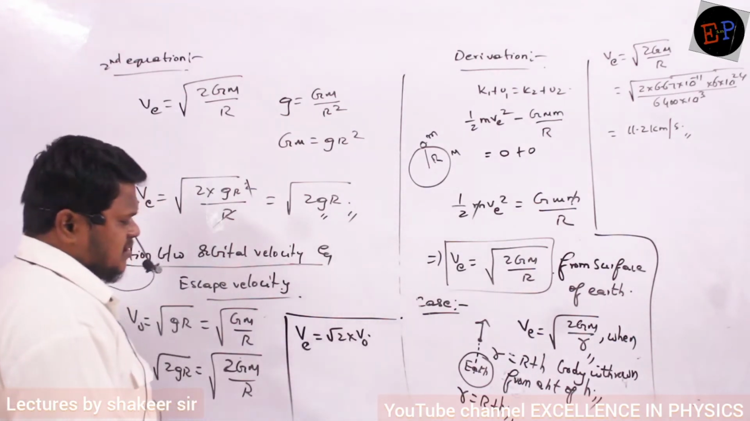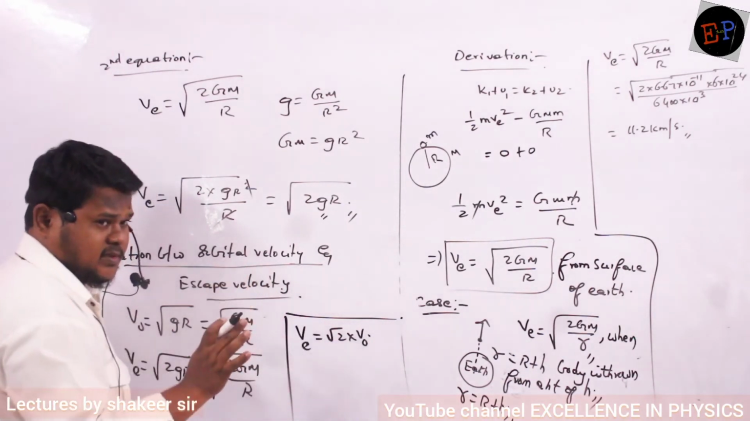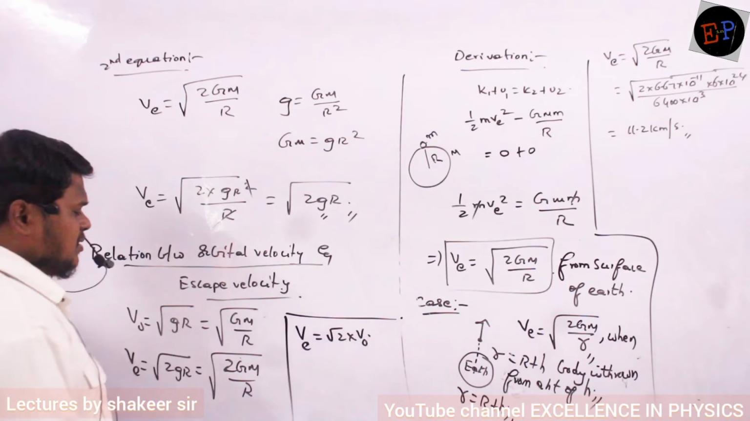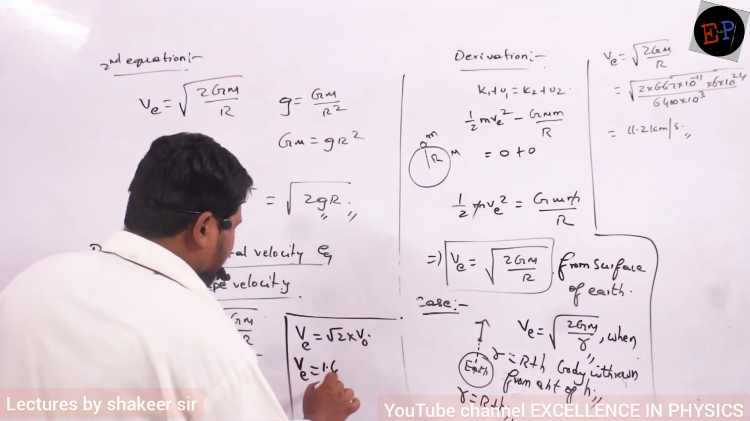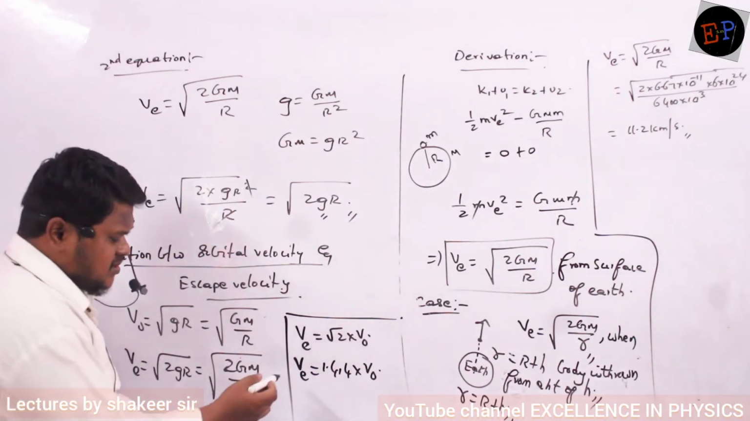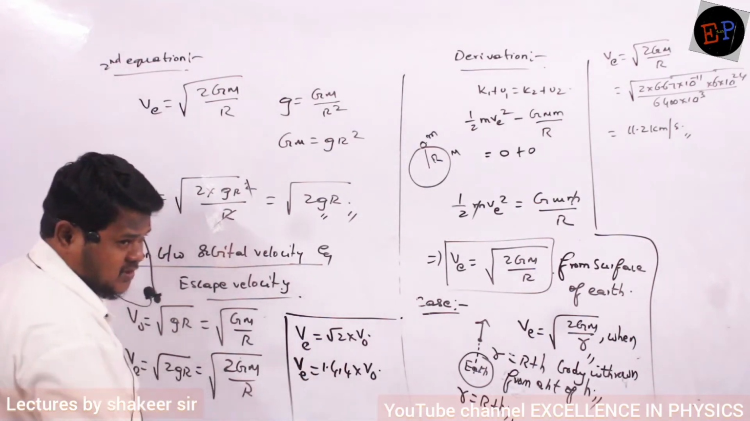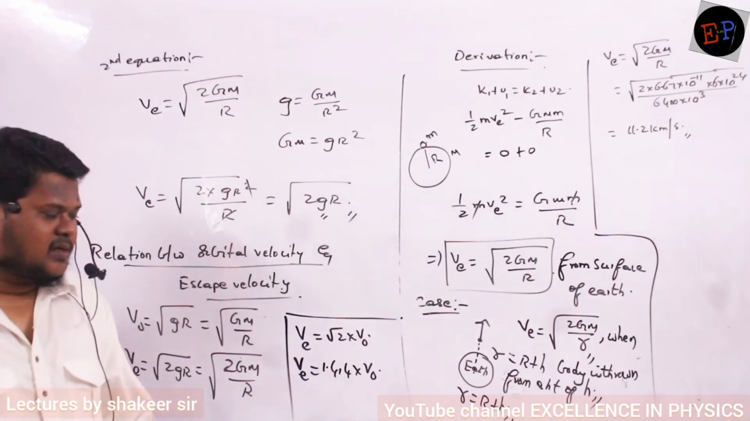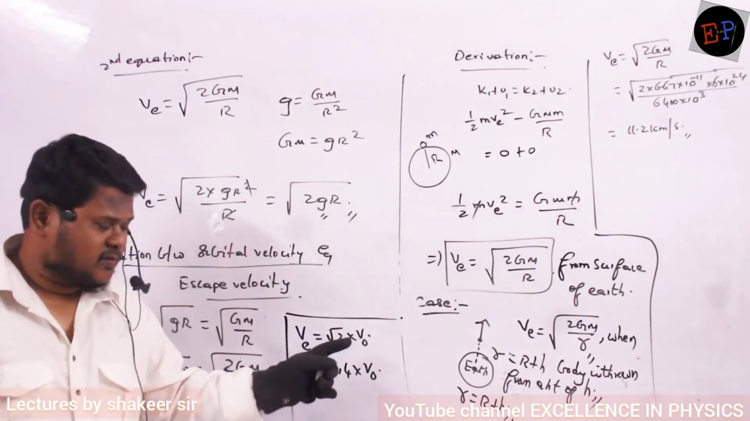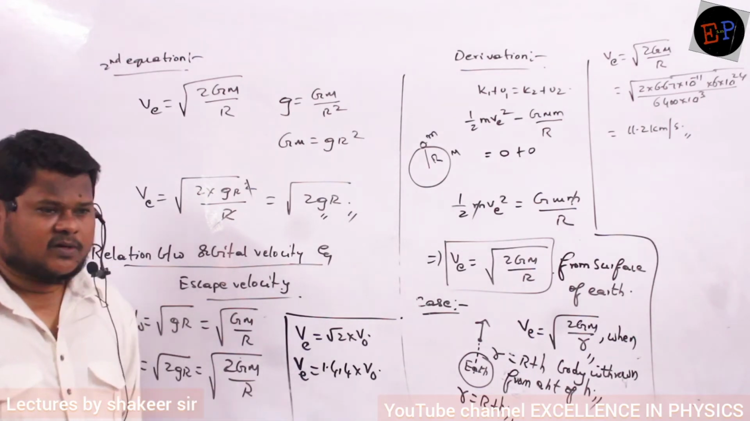It means that if orbital velocity is increased by 41%, then the same satellite will escape the gravitational field of the Earth. Why 41%? Because root 2 value is 1.414, multiplied by V naught. It means escape velocity is how much percent bigger than orbital velocity? 41.4%. Are you able to understand? 1.414 V naught, so 41.4% is bigger. Escape velocity is bigger when compared to orbital velocity.